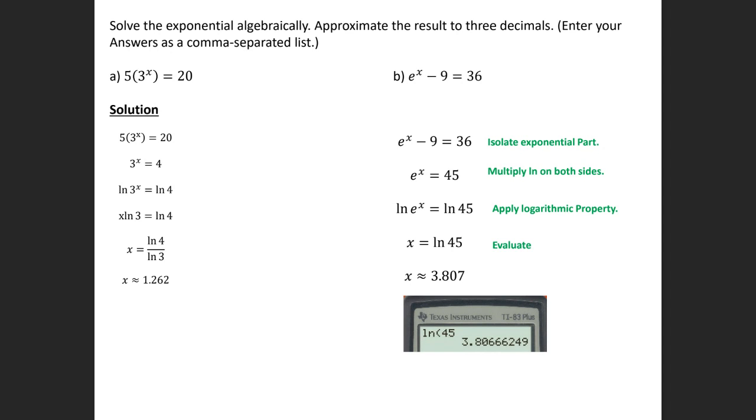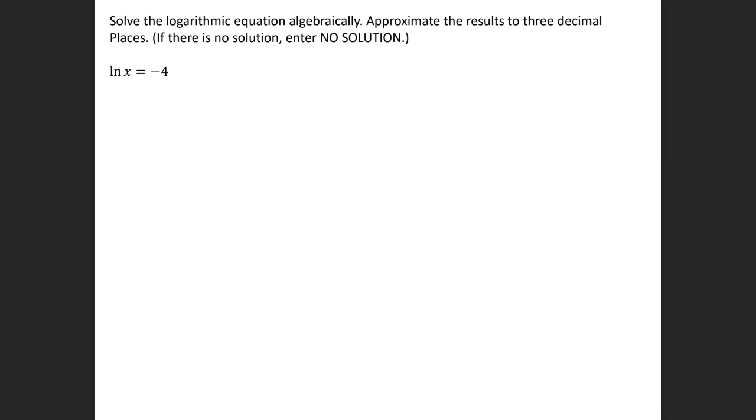So the x is equal to the natural log of 45. When I plug it into my calculator, it's going to give me 3.807, again rounded to 3 decimal places. The computer doesn't pick up all the corrections, right? All right. Let's do this one.